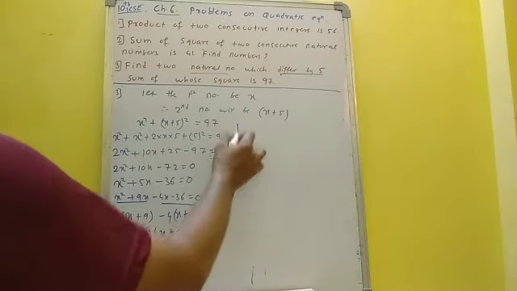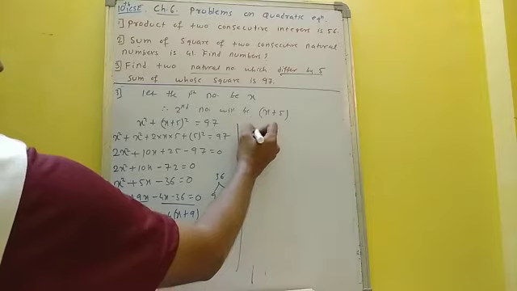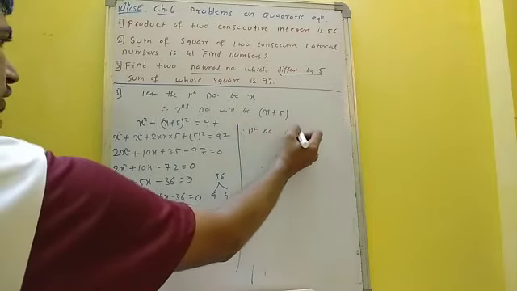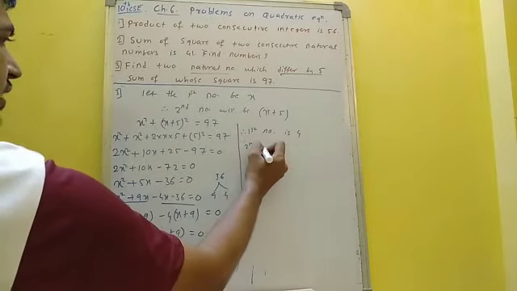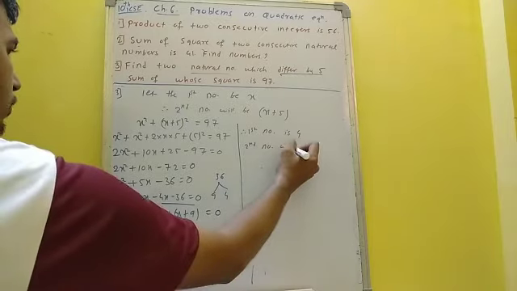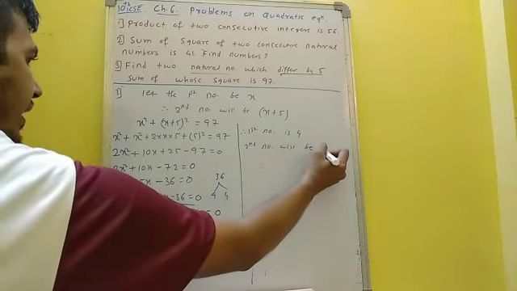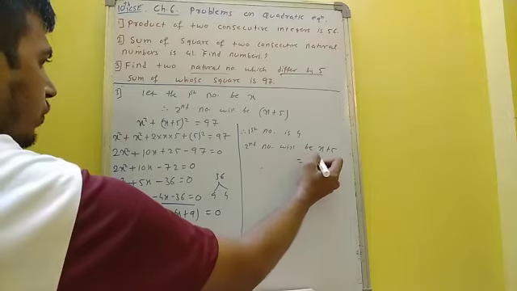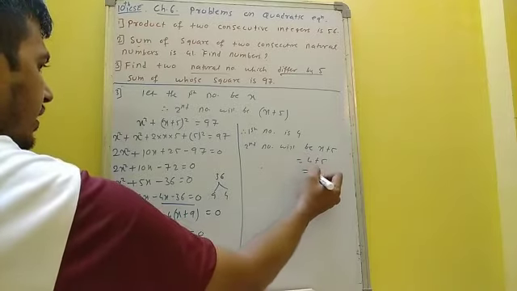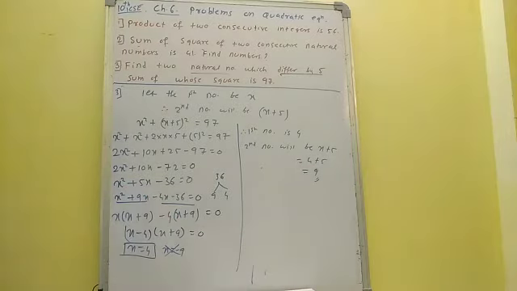Therefore the first number is 4, therefore second number will be x plus 5, that is 4 plus 5, that is 9. One number is 4 and the other number is 9. Got it? So these were the three sums. What is the next one then?